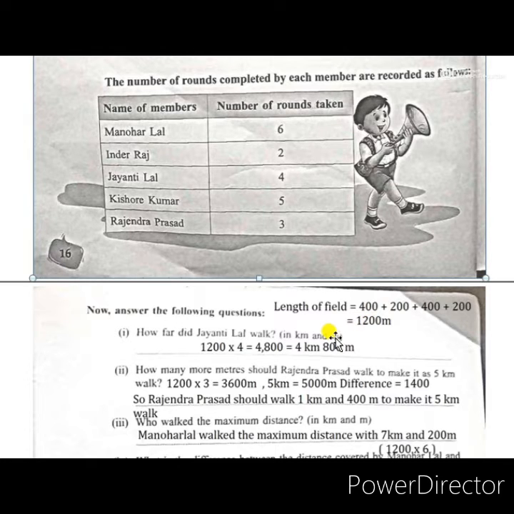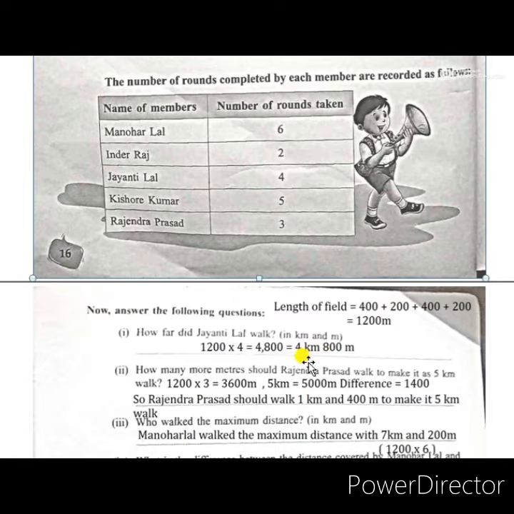Now if a person takes one round around this field, that means he has taken 1200 meter, otherwise 1 kilometer and 200 meter. Here we have asked about Jayanti Lal. He will take 4 rounds in a day. That means we have to multiply this 1200 by 4. So 1200 multiplied by 4 equals 4800 meter.